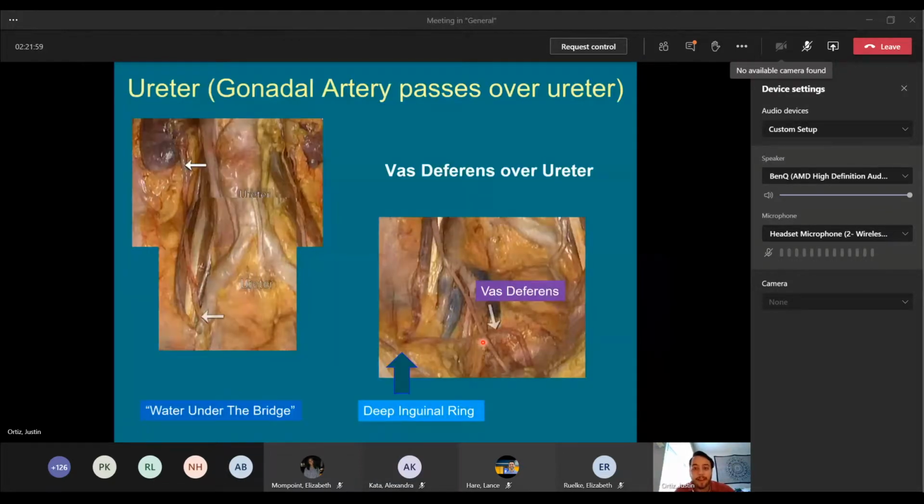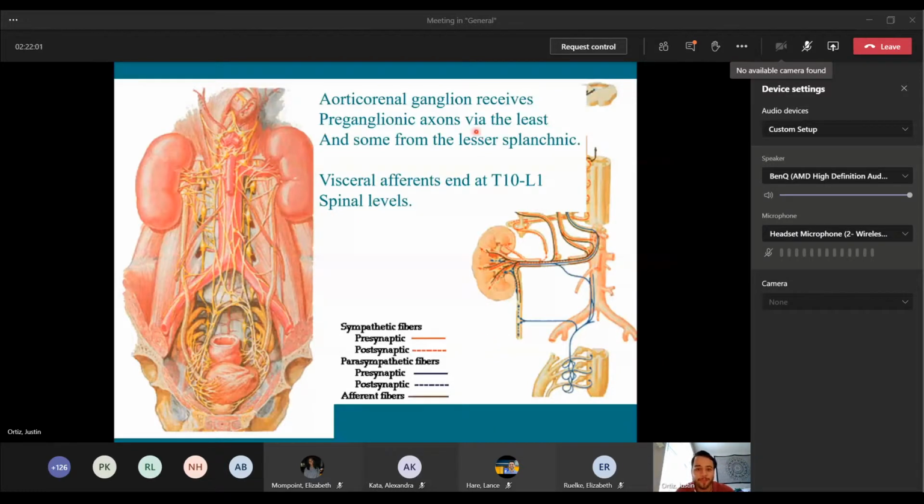Okay. He's not going to test on this, so I'm just going to skip this slide. You don't need to worry about this. He's not going to test on this. You'll get this a lot more in pharm as well as some neuro.